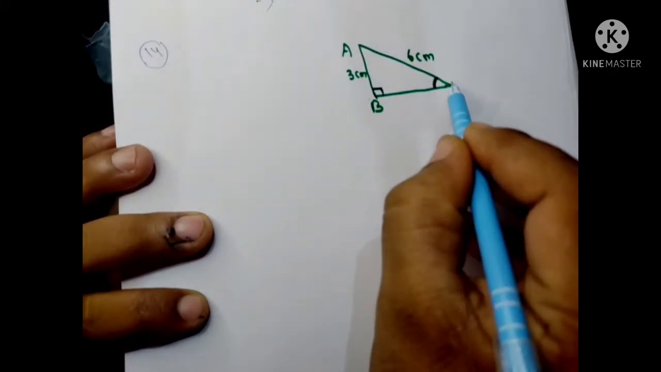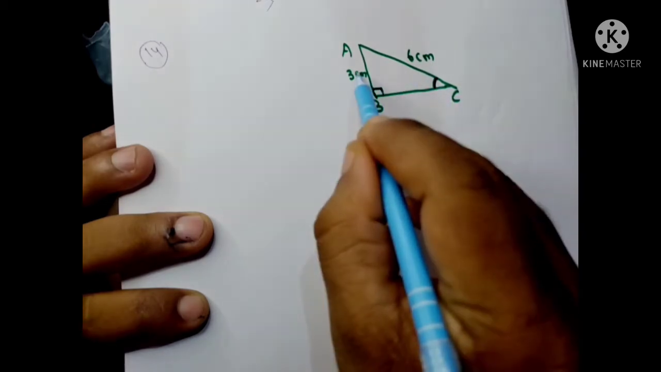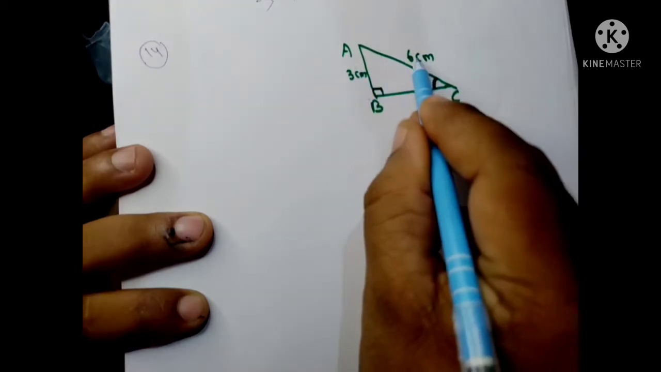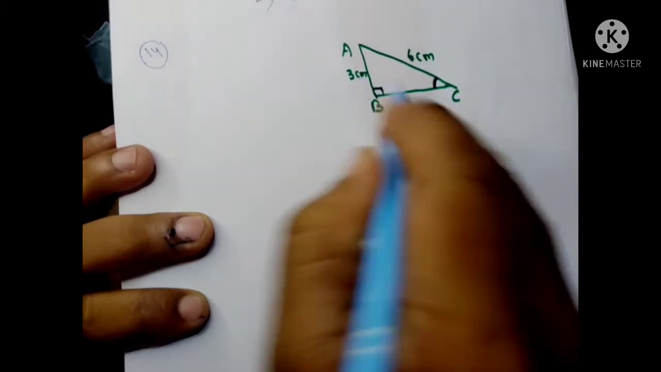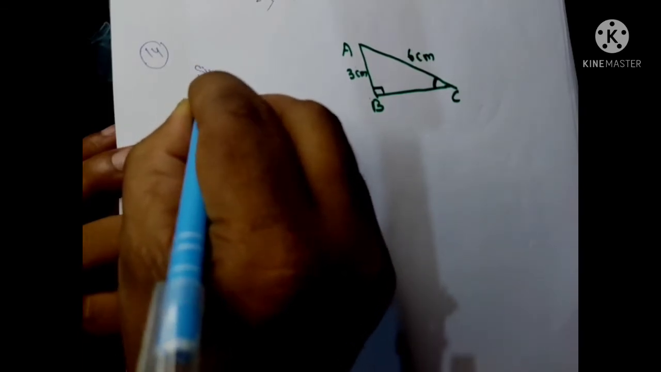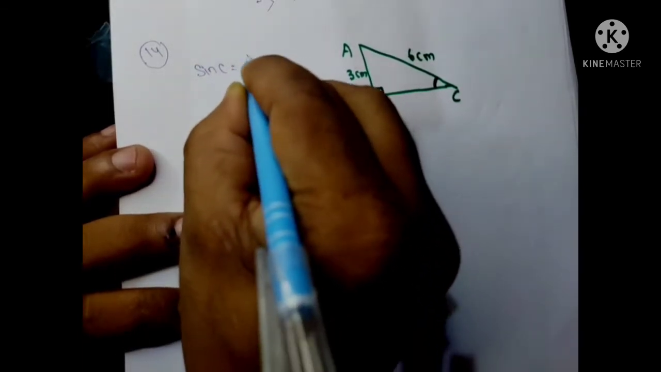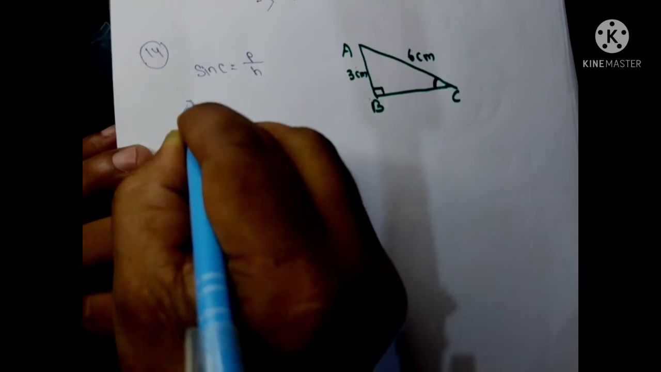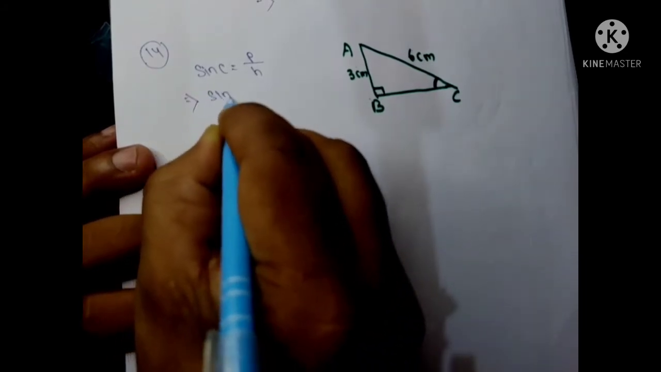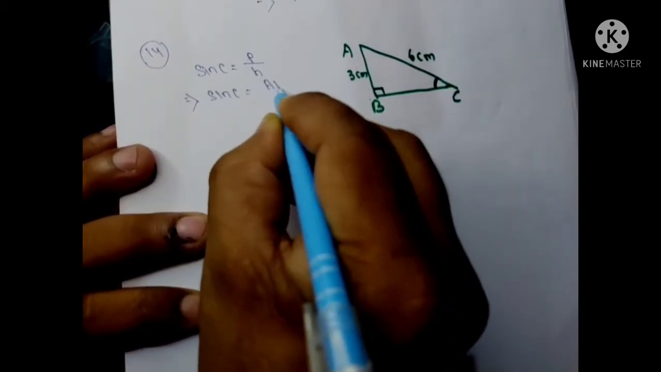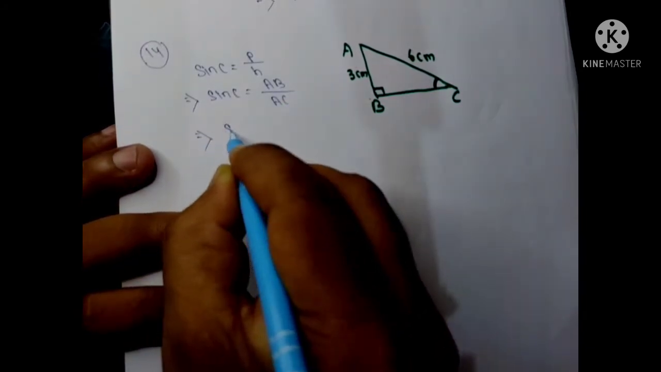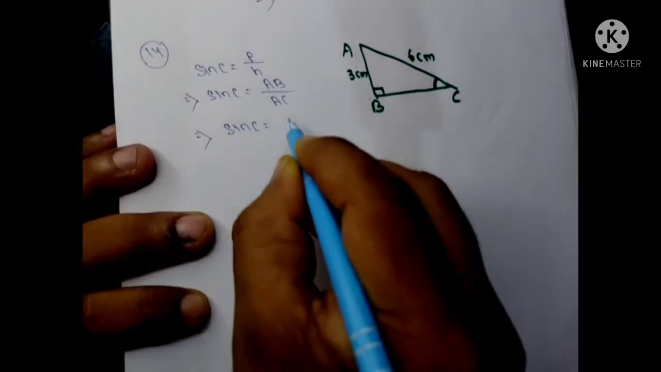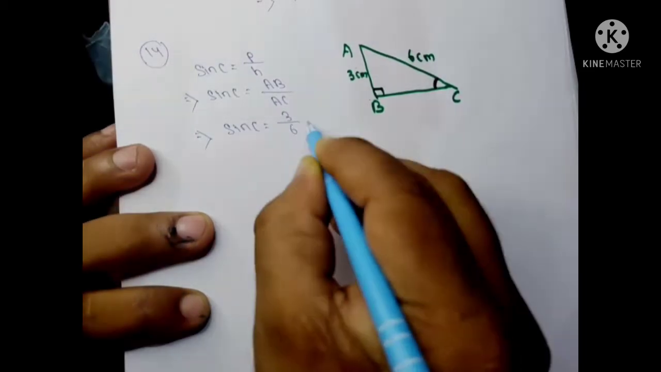So for this angle it is P and this side is H. So we know P by H is sin theta. So here sin C, which is equal to perpendicular by hypotenuse, implies that sin C becomes AB by AC. That implies that sin C will be 3 by 6, which is 1 by 2.